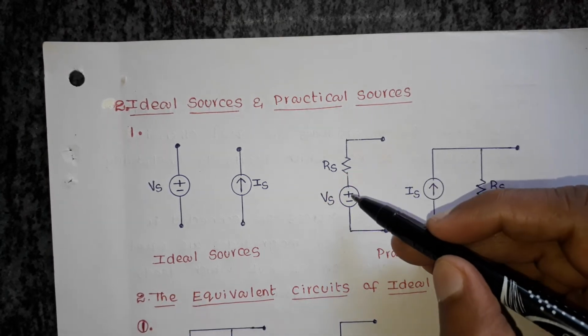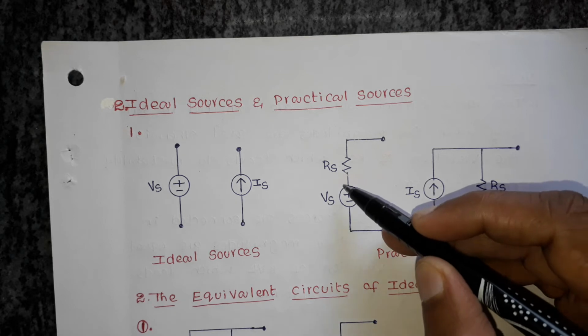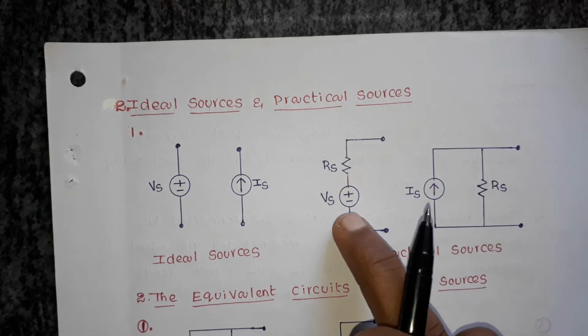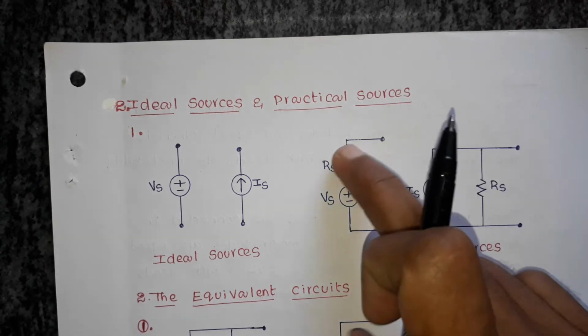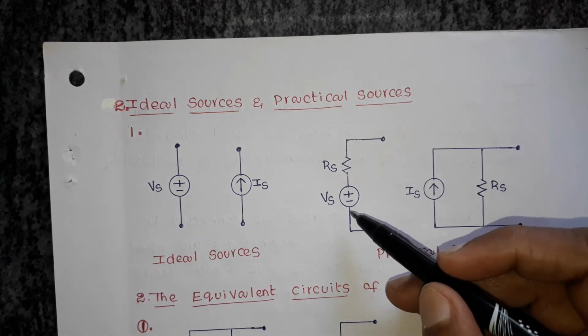Rs is in series with the voltage source. If the resistor Rs is in series with the ideal voltage source, then that combination is said to be a practical voltage source.